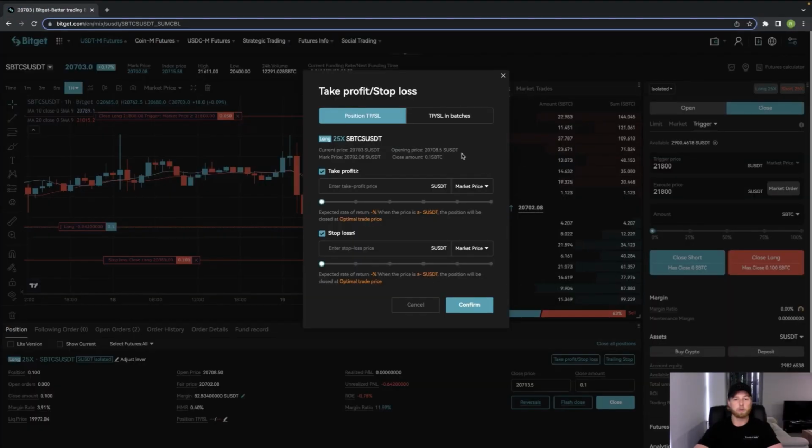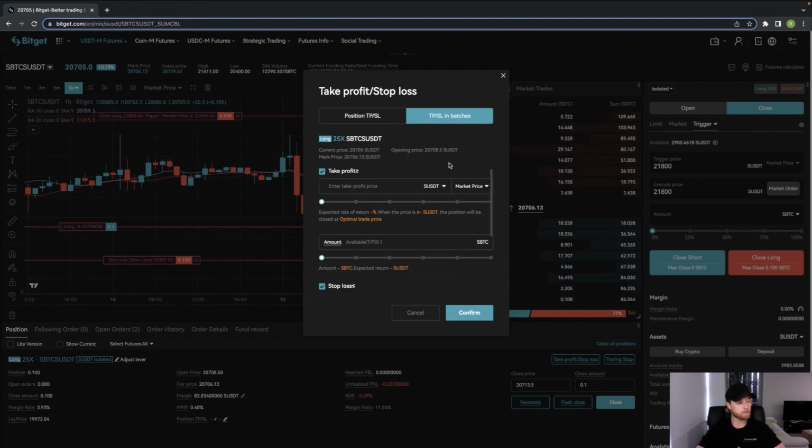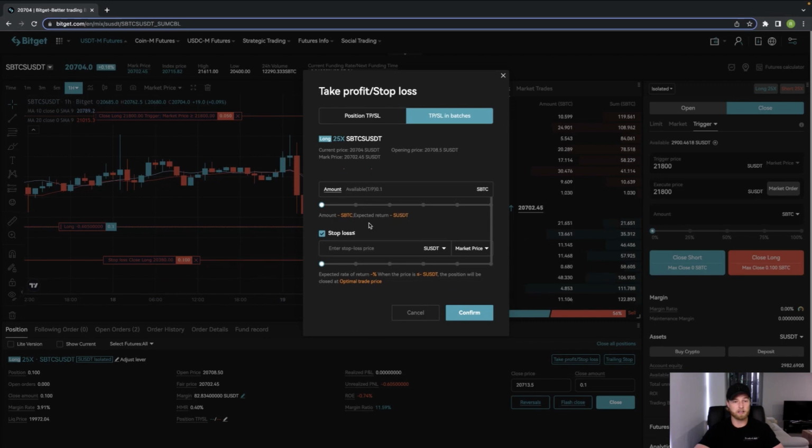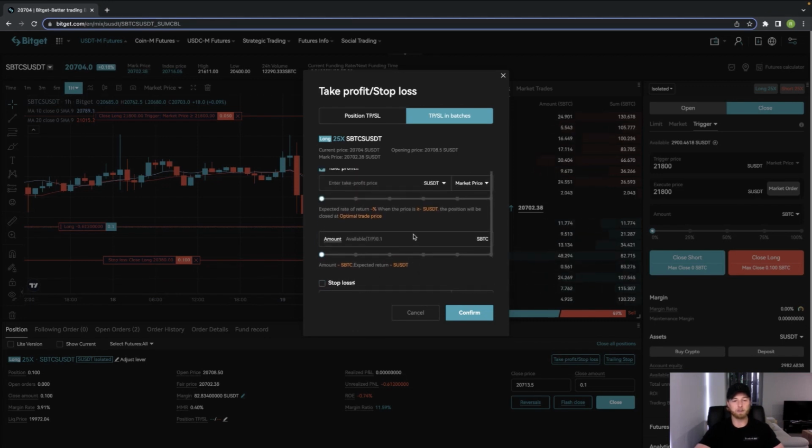Now we have two options in here. We're given one option, position, take profit, and stop loss. Using this option, we will exit our full position size at our take profit or our stop loss. So you can just throw your price in either of these boxes. And if the market moves and hits our take profit or our stop loss, you'll be out of that trade. Now, the next option is take profit, stop loss in batches. Now we can use this to scale out at our take profit target. So we just select take profit, we enter our price, and then the amount that we want to sell at that price. We can deselect stop loss as well. You just click confirm, and then it will place your take profit.